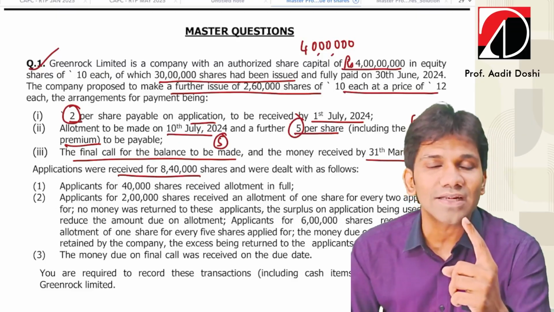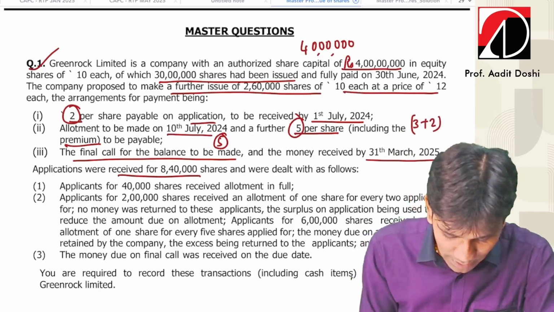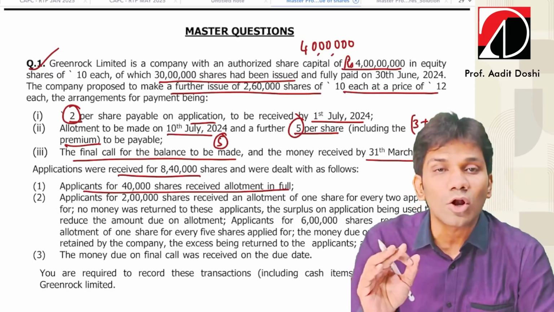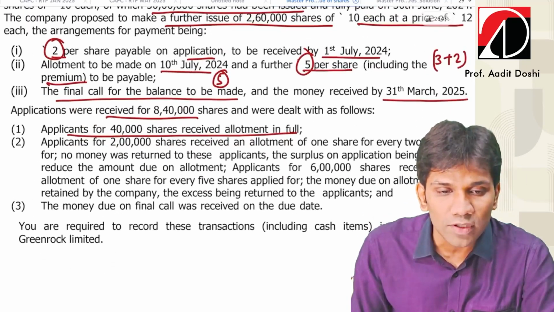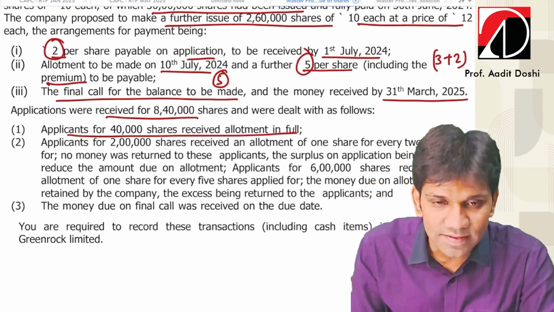Now we can't decide anything. The company will decide. The question will decide what has to be done. Application for 40,000 shares received allotment in full. Means those who applied for 40,000 shares, they got full 40,000 shares. So we can say first come first basis.